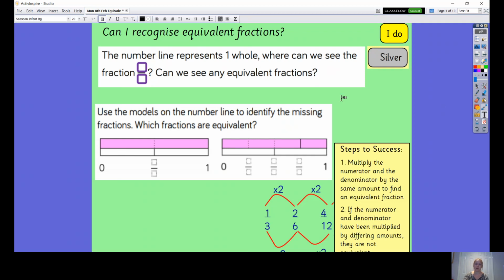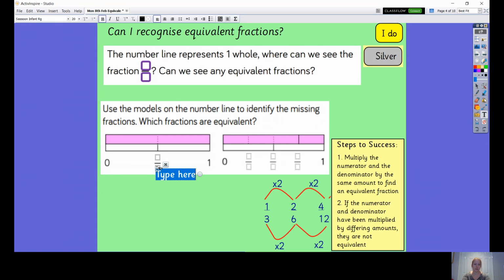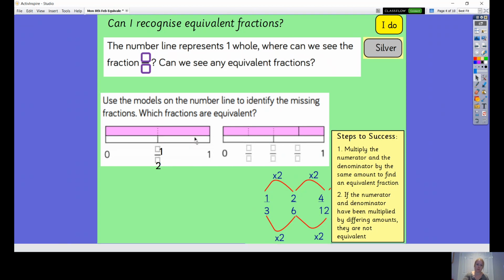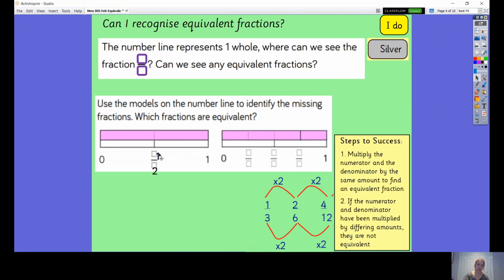Okay, so hopefully you realise that there are 2 equal pieces here, 1, 2. The white bar is divided into 2 equal pieces, and we're talking about one of those pieces, aren't we? Because we're only halfway along. If we're in the middle, we're halfway along, so that bar there is what we're talking about, so 1 out of 2.